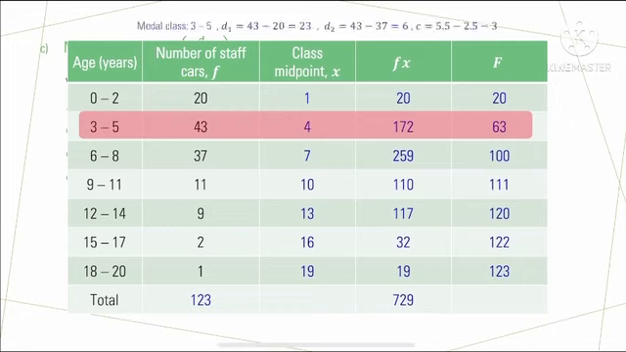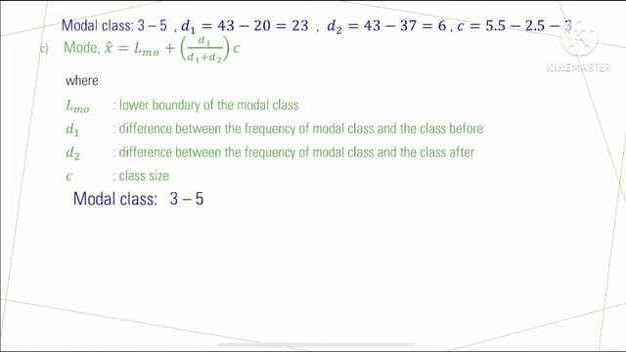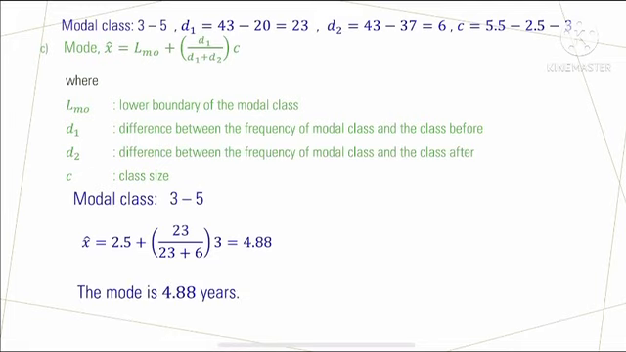From the table, the highest frequency is 43, so the modal class is 3 to 5. From this table, we can also find D1, where D1 equals the frequency of the class 43 minus the frequency of the class before, which is 20, and it equals 23. D sub 2 is 43 minus the frequency of the class after the modal class, which is 37, and it equals 6. And the class size is the upper boundary minus the lower boundary, and it equals 3. Substitute all the values into the formula to find the answer, and the mode is 4.88 years.